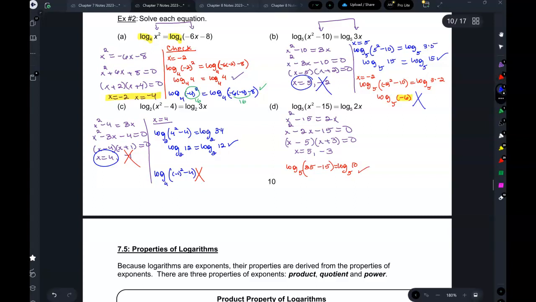Negative 3, I have log base 5 of negative 3 squared, which is 9 minus 15. Again, I know that that's going to end up as a logarithm of a negative number. Throw that away. So the only thing that I have left, again, is x equals 5. So one answer. And that is section 4.